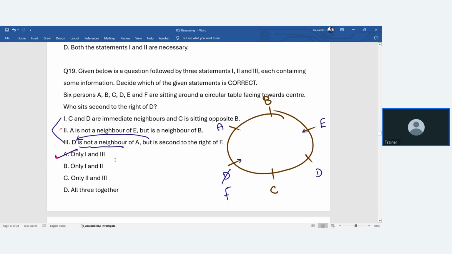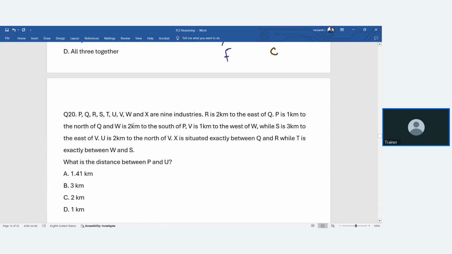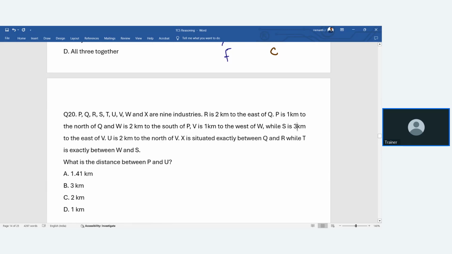Very good. Now see the next question. Then I'll go for one more set of papers after this. Have a look into this question. Go through the entire details.